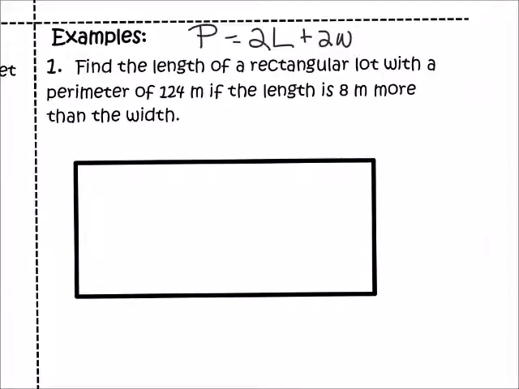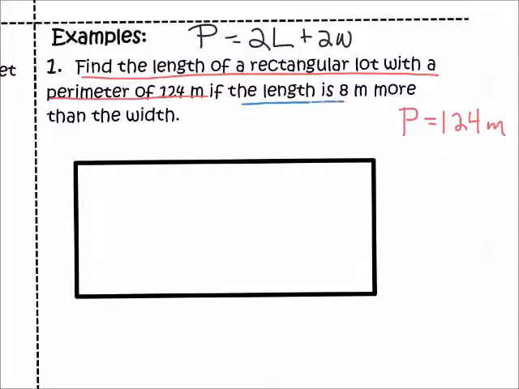Now we're going to go to the word problem and find some information there. We want to find the length of a rectangular lot with a perimeter of 124 meters. So we specify that P equals 124 meters. Next, we need to know that the length is L equals 8 meters more than the width. So width plus 8. Now we can put these two things together.